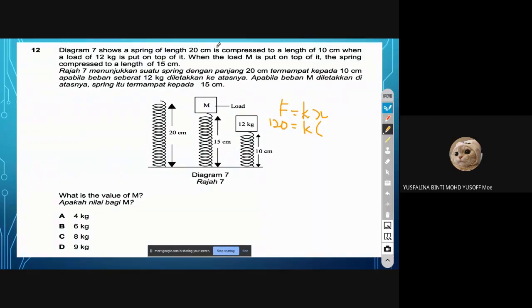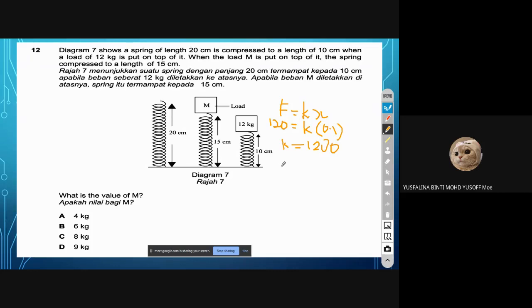Then the x: the original length is 20 cm, and when you put the 12 kg it compresses to 10 cm, so the compression is 10 cm, which is 0.1 m. Then you find K. K is 120 divided by 0.1, so you get 1200. This is the spring constant. Find the spring constant first.